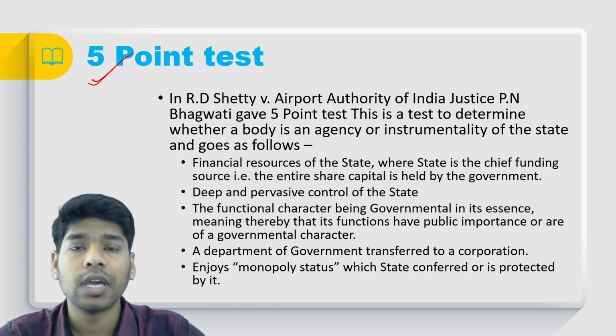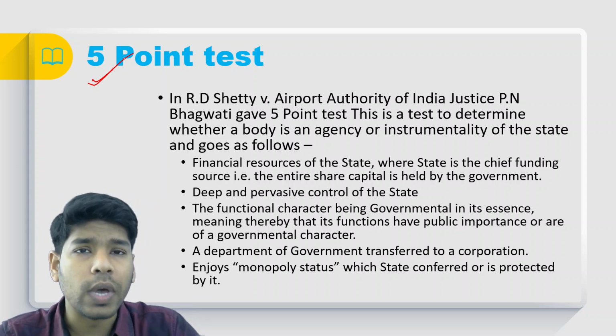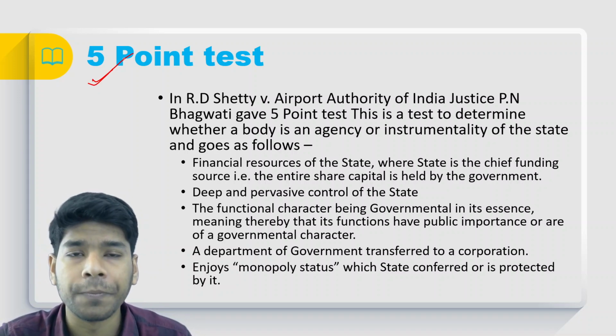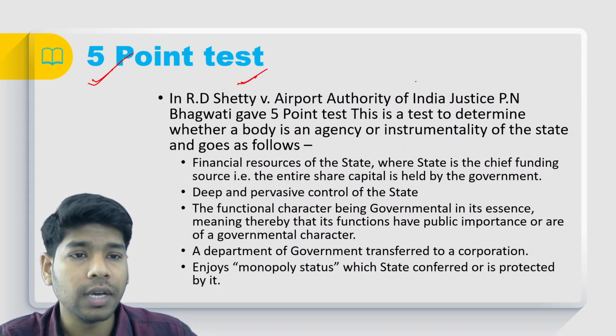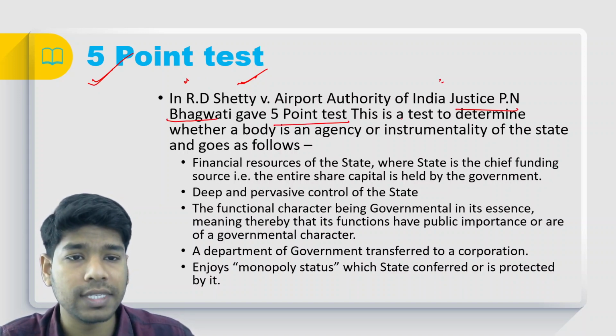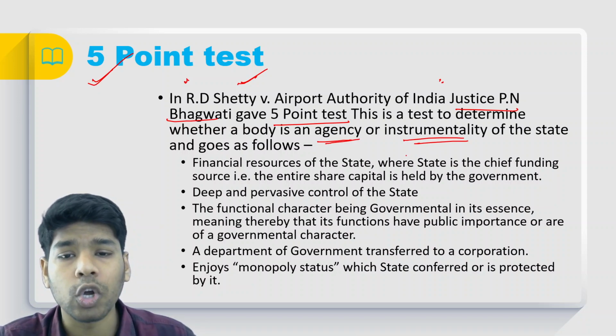There is a judgment which has given the 5-point test to see whether a particular organization falls under the definition of state or not. So, R.D. Shetty versus Airport Authority of India, in this particular judgment, Justice P.N. Bhagwati gave a 5-point test to determine whether the body is an agency or an instrumentality of the state. What are those 5 points?